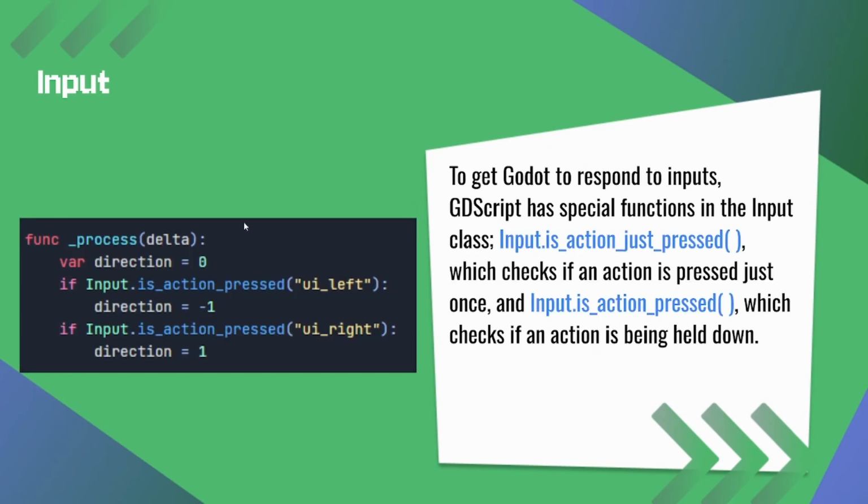So to do that in code, we want to add some special functions. These are in the input class. So we can do Input.is_action_just_pressed. This checks if our input was just pressed, which means it's only pressed once. If you want to check if it's being held down, we can do is_action_pressed, so no just. You put the name of the action you just made in these parentheses. This is usually done in _process, so anytime this action is done, it will check if it has been done and then run some code.